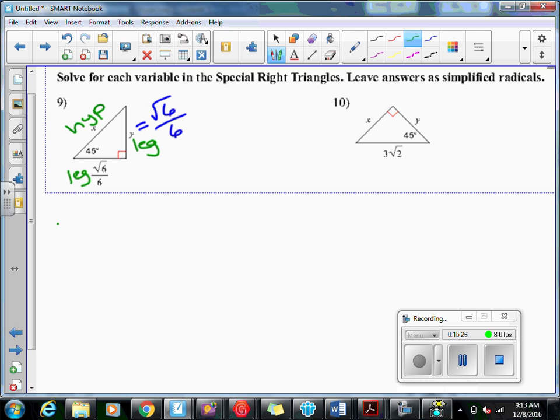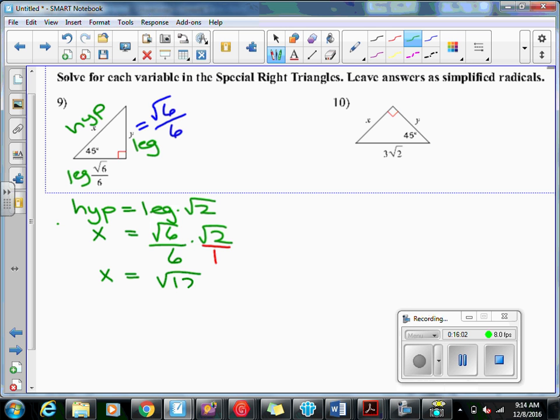Now, for the hypotenuse, you do have to do work, so you're going to start by writing the formula. The hypotenuse is equal to the leg multiplied by the square root of 2. Now, substitute in the picture, we're given that the hypotenuse is x, so we put that here. We're also given that the leg is the square root of 6 divided by 6. And we're going to multiply that times the square root of 2. Now, if you need to, put this square root of 2 over 1. You don't have to, but if you need to, go ahead. It doesn't change anything. Multiply straight across the top. So you have the square root of 12 on the top. And on the bottom, 6 times 1 is 6.